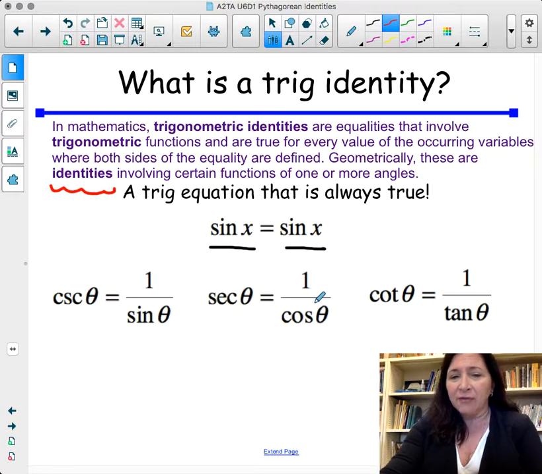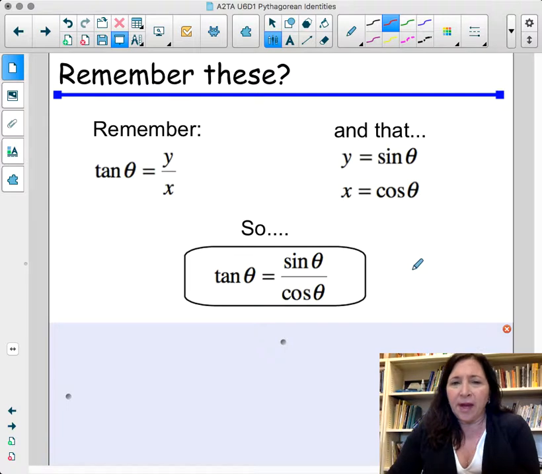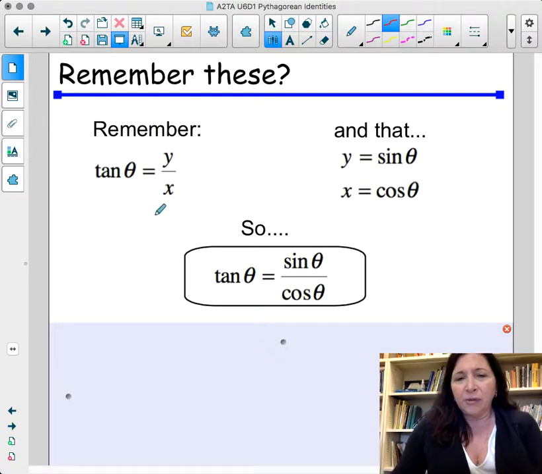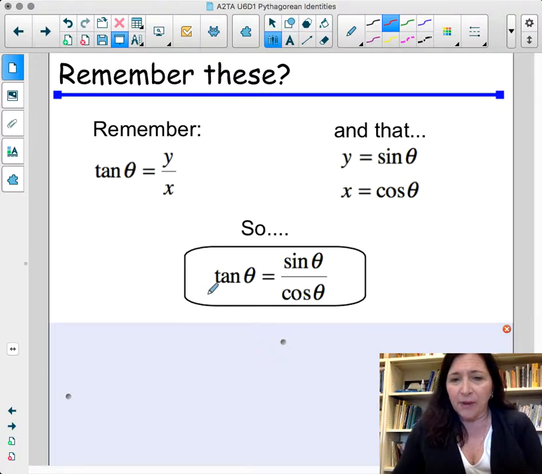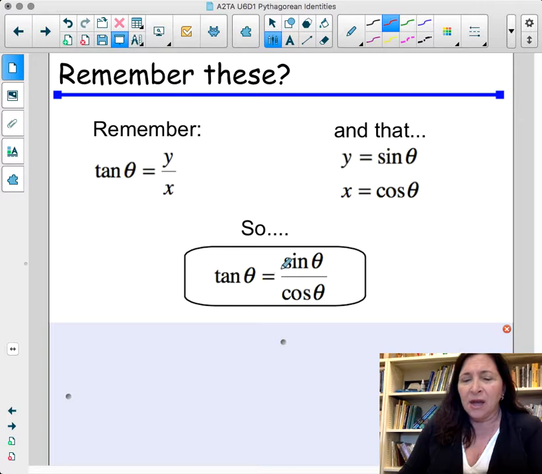We have cosecant of theta is equal to 1 over sine of theta. Secant of theta is 1 over cosine, and cotangent of theta is 1 over tangent of theta. We also had some other identities that we talked about last chapter, and one of them was tangent of theta is equal to sine of theta over cosine of theta.